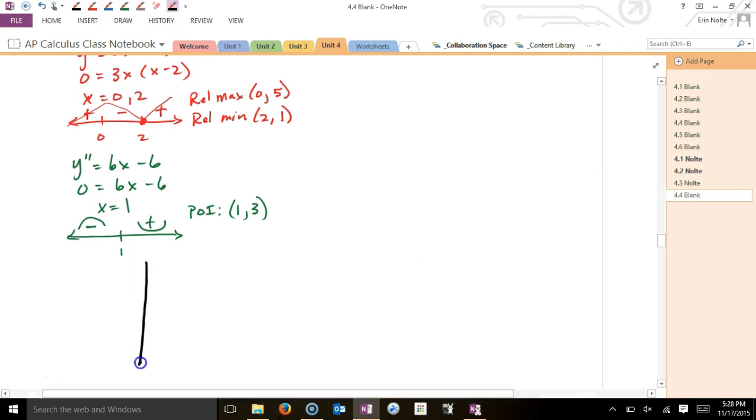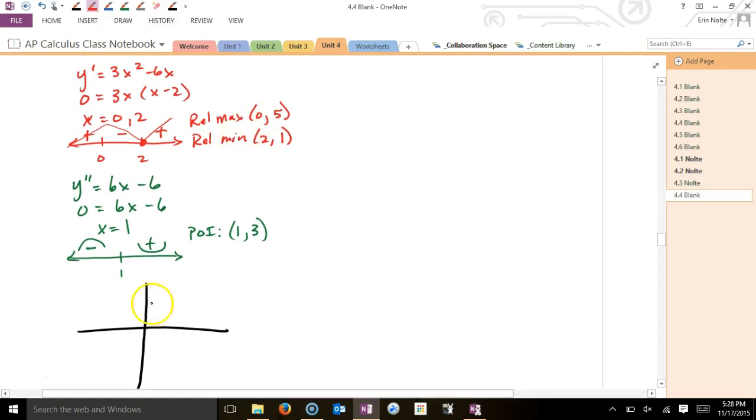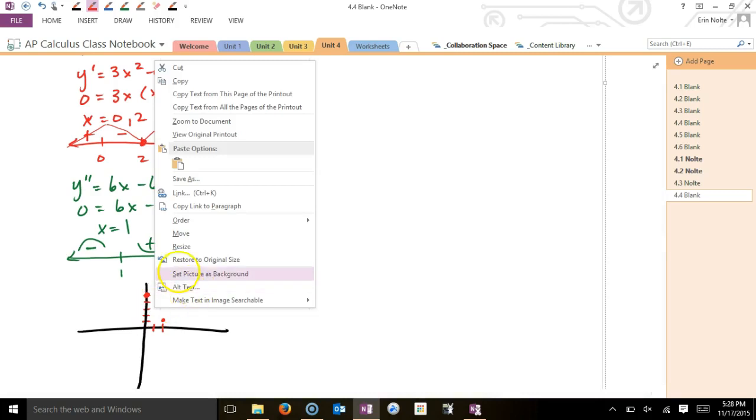Excuse me. To graph this, I'm going to start by graphing my points. So I have a relative max at 0, 5. So 1, 2, 3, 4, 5. Relative min at 2, 1. Have a point of inflection at 1, 3.